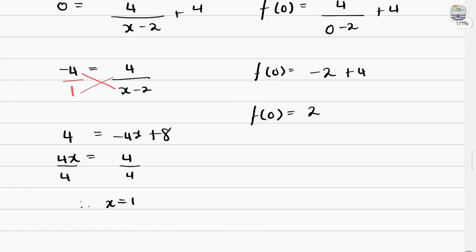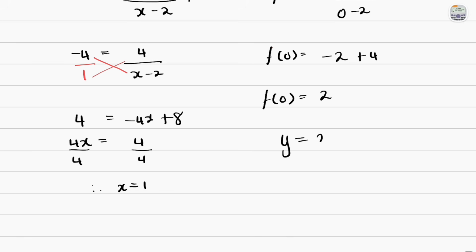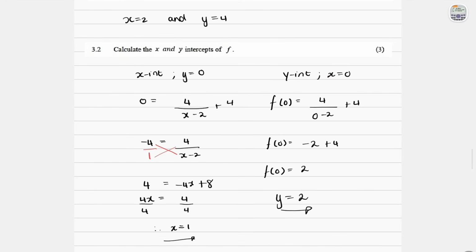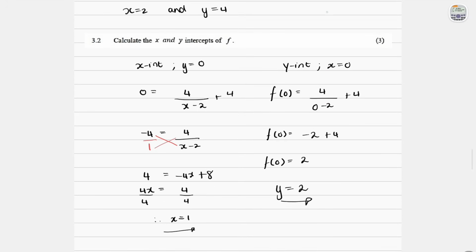And that is our answer. So x is equal to 1 and y equals 2. And those are our answers. Okay, x-intercept and y-intercept. They're probably going to ask us to draw this graph at some point. Okay, moving on to the next question.